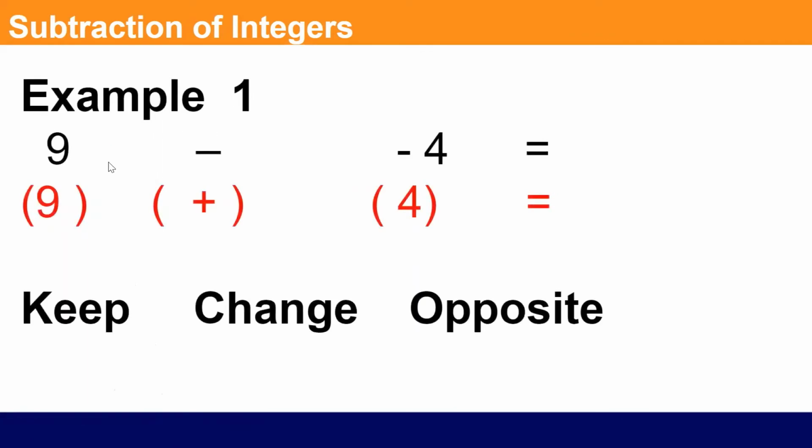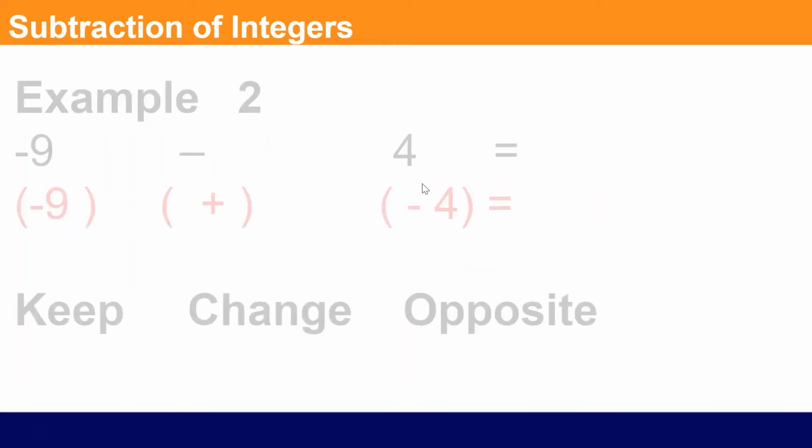Example 1, 9 minus negative 4. Keep the positive 9. Change the minus, it becomes plus. And then the subtrahend, get the opposite of negative 4, which is positive 4. So, balik po tayo sa addition of integers. So, it becomes 9 plus 4 equals 13.